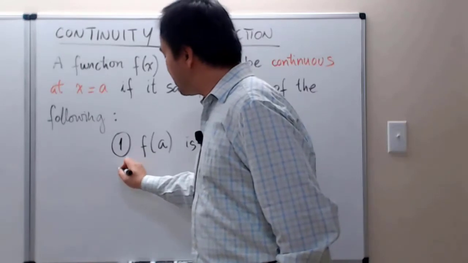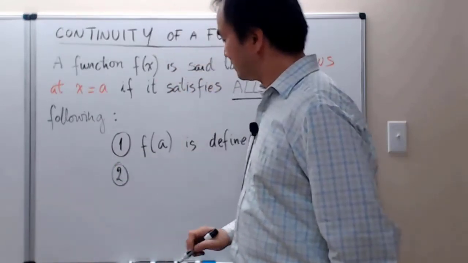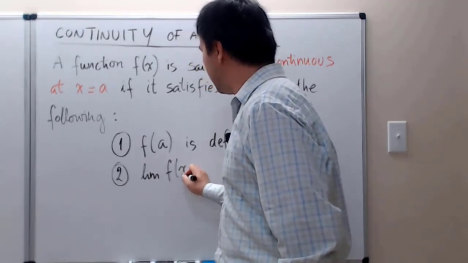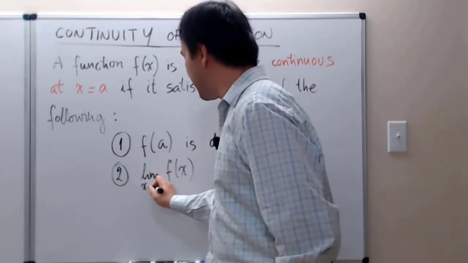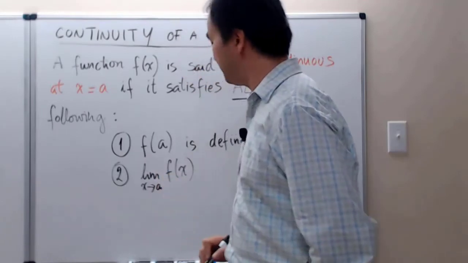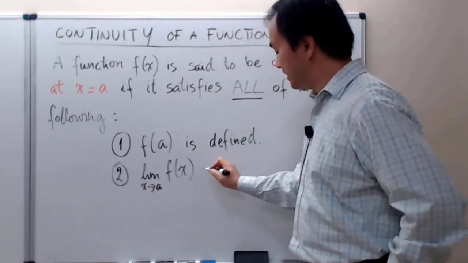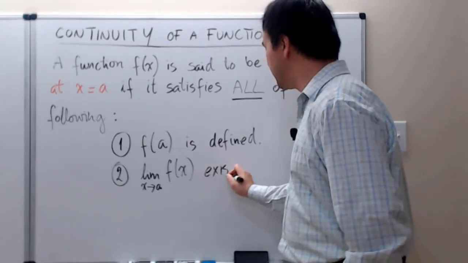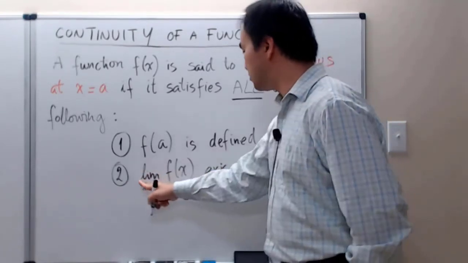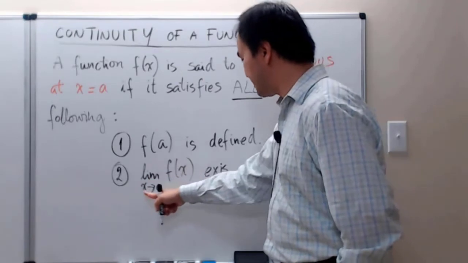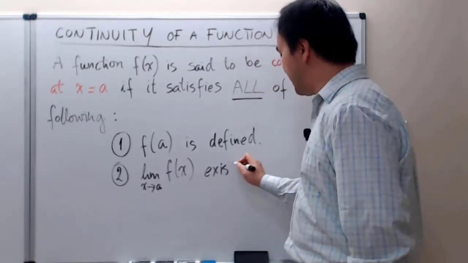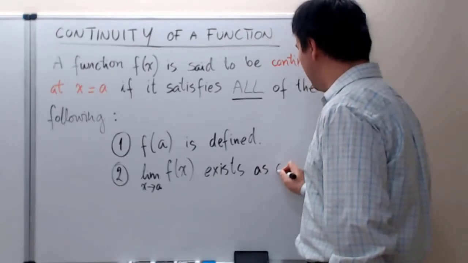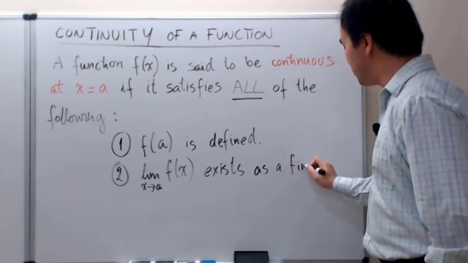Then requirement number 2, the function f of x has a limit as x comes to a, generally from both sides. And that limit must be an existing limit. So, in other words, the limit of this function as x comes close to a exists as a finite value.